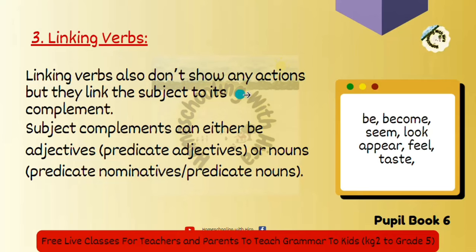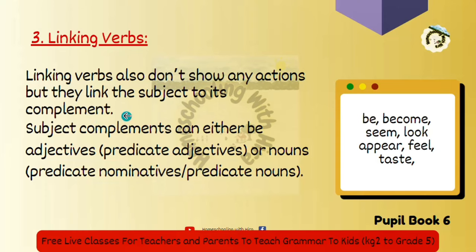Linking verbs कोई action show नहीं करते, लेकिन ये क्या करते हैं? ये जो भी आपके sentence का subject होता है ना, उसको उसके complement से जोड़ देते हैं. Complement क्या हो सकता है? Complement कोई adjective भी हो सकता है, complement कोई noun phrase भी हो सकता है, कोई profession भी हो सकता है, कोई position भी हो सकती है, right? So linking verbs are also kind of state verbs. But what's the difference between linking verbs and state verbs? That linking verbs link the subject to its complement.